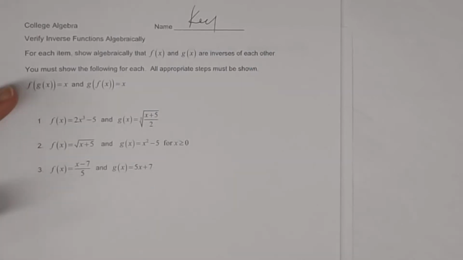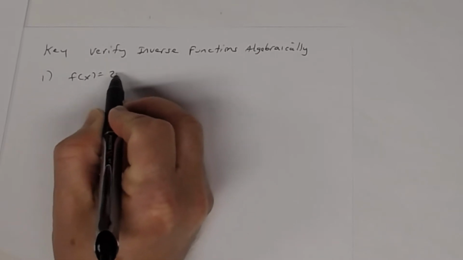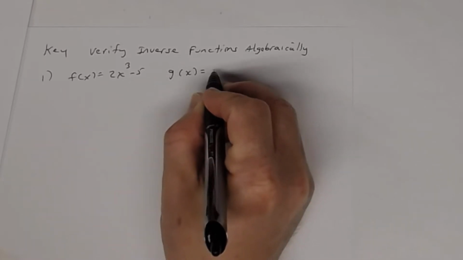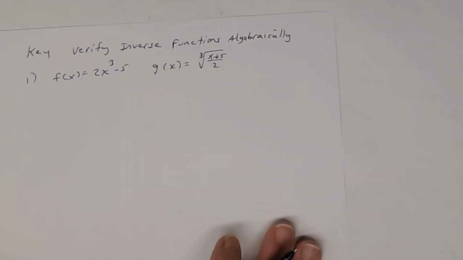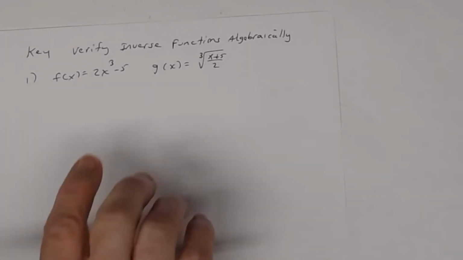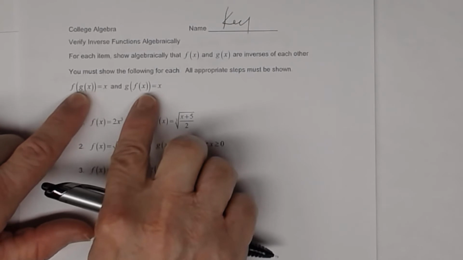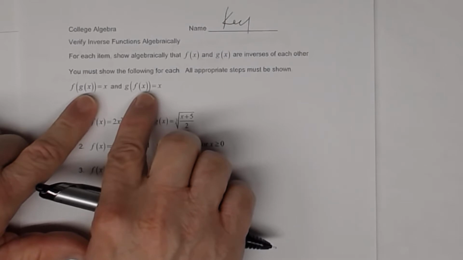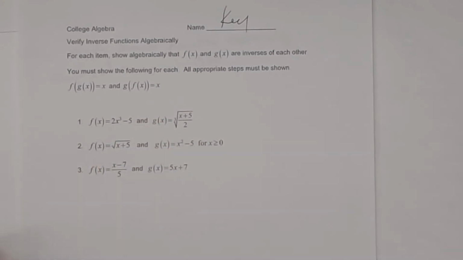All right, so let's go to number one. We have this function f of x, which equals 2x cubed minus 5, and g of x, which equals the cube root of x plus 5 divided by 2. Remember, if you want to determine if those two functions are inverses of each other, we have to determine what f of g of x is equal to and what g of f of x is equal to. If they're both equal to x, then the two functions are inverses of each other.